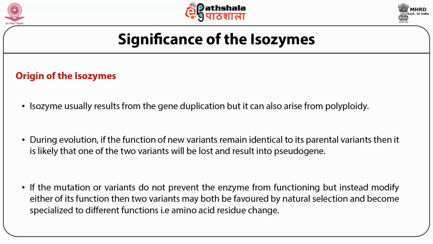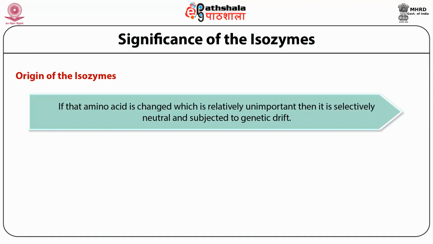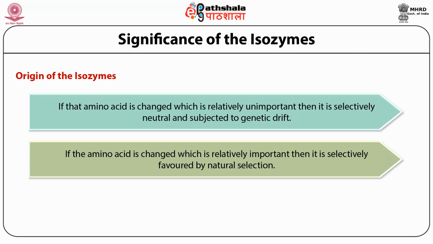But if the mutation or variation does not prevent the enzyme from functioning, then instead of modifying either of its functions, the two variants may both be favored by natural selection and become specialized to different functions, and that is because of amino acid residue changes. If the amino acid changed is relatively unimportant, then it is selectively neutral, and it is subject to genetic drift.